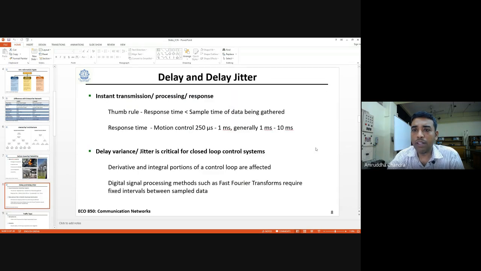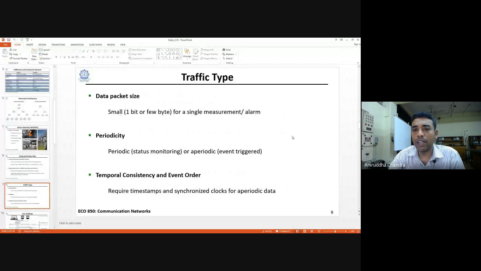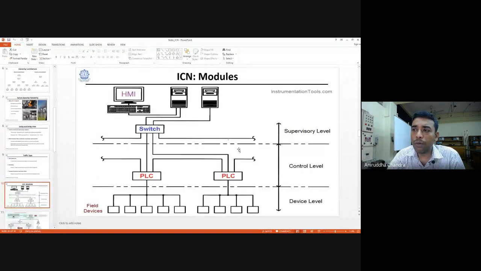The third one was delay and delay jitter. We explained both, like the round trip delay as well as the variation of the delay. We want both of them to be as minimum as possible for industrial control networks. And finally, the traffic type. Well, we talked about the packet sizes or data amount. The data amount is generally less, but they can be either periodic or non-periodic, and they generally require timestamps and synchronized clocks.